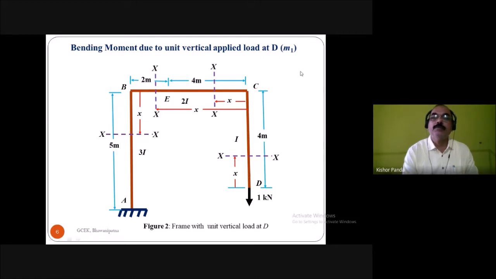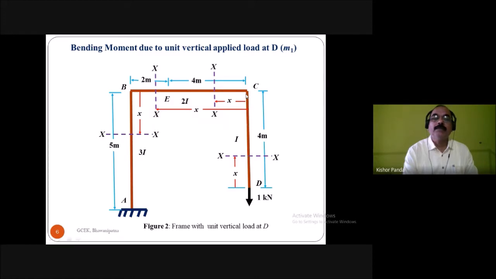This moment we take as small m1. So what is the moment between C and D, at a distance x from the free end D? Because this is the unit vertical loading, and this loading passes through this point, the moment due to this force is equal to 0.